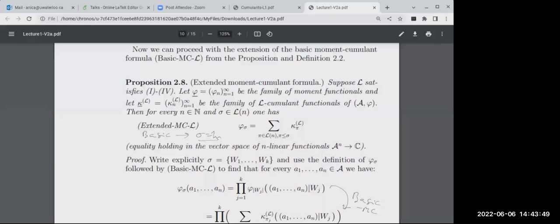Now I can state the extended moment-cumulant formula. As I promised, originally it was phi of n equals the sum of cumulant functionals. Now it is phi of sigma. The special case when sigma is one block of size n will retrieve the basic case. And what I'm saying is that with the new properties 3 and 4, this will hold.